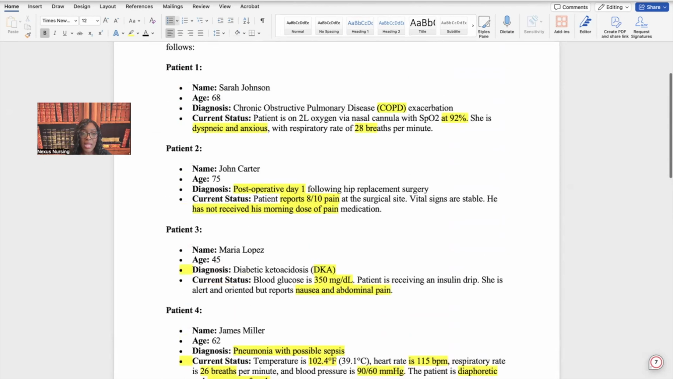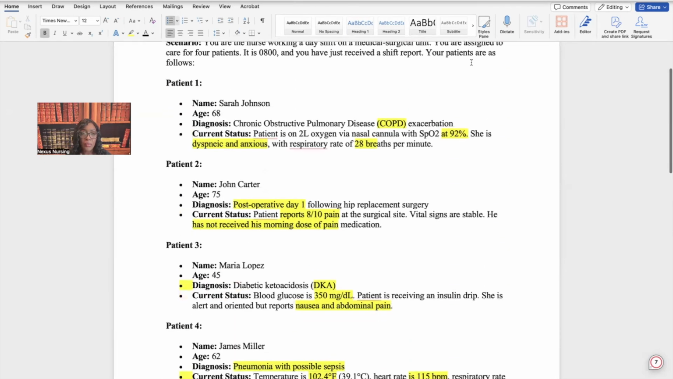Why are we going to see them next? Let's take a look. Dyspneic, anxious, respiratory rate of 28 breaths. Like I said, it's a chronic condition. It's not that we don't care, it's just that we have somebody worse off. And again, you can't live without breathing, right?